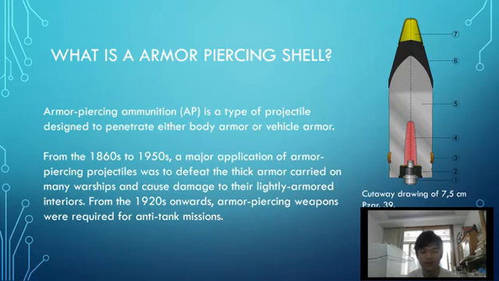From the 1860s to the 1950s, a major application of armor-piercing projectiles was to defeat the thick armor carried on many warships and cause damage to their lightly armored interiors. But from the 1920s onward, because tanks were invented, armor-piercing weapons were also required for anti-tank missions. Then on the right side, this is a graph of the armor-piercing shell. We can also see different parts of the shell.